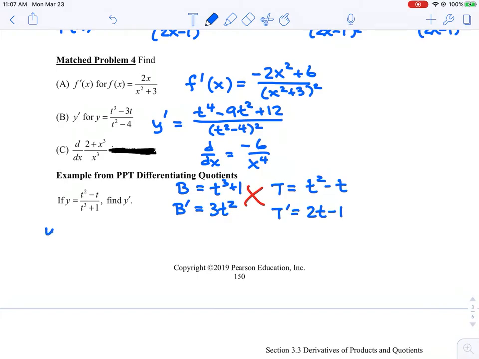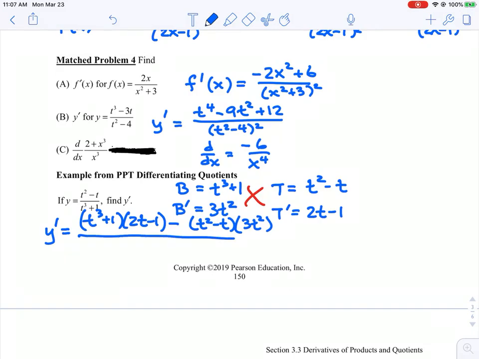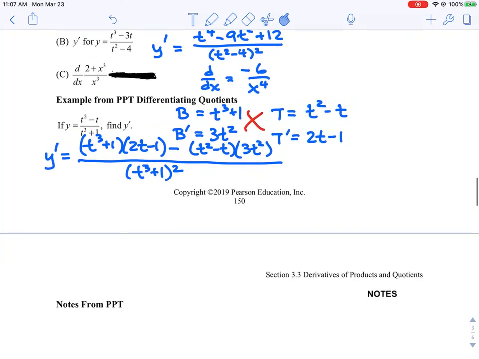Crisscross, so we have y prime equals t to the third plus 1 times 2t minus 1 minus t squared minus t, all over t to the third plus 1 quantity squared. Now you do need to distribute. In this case you need to use FOIL. I'm going to go ahead and do that.